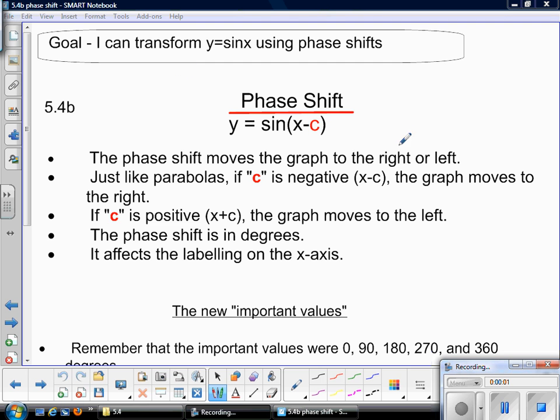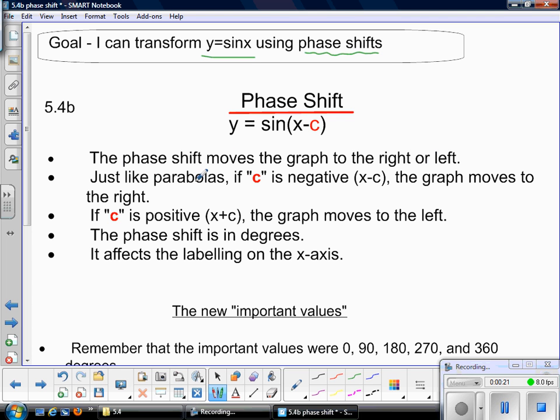Okay, this is the last transformation that we're going to be looking at. So our goal is I can transform y equals sine x using a thing called phase shifts. Now, a phase shift is when we've opened up the x area, the degree area of sine. And what happens is that's going to move it left or right.